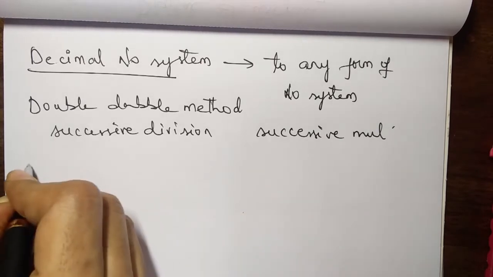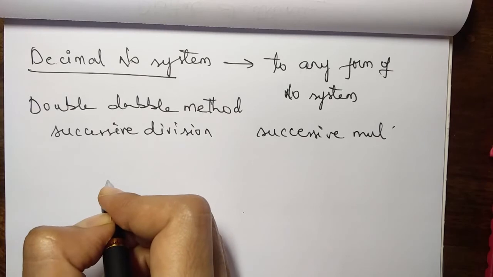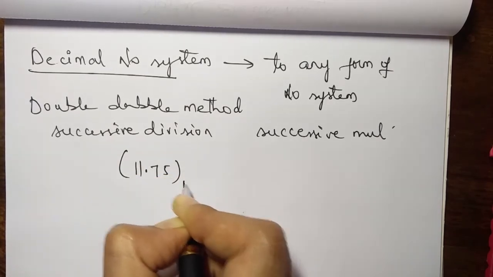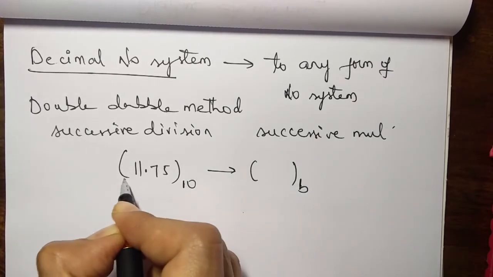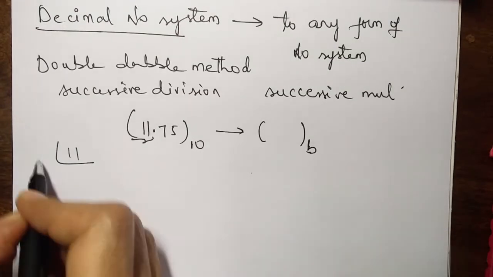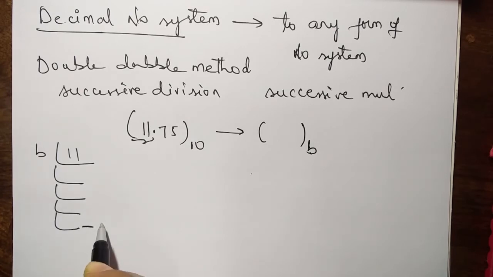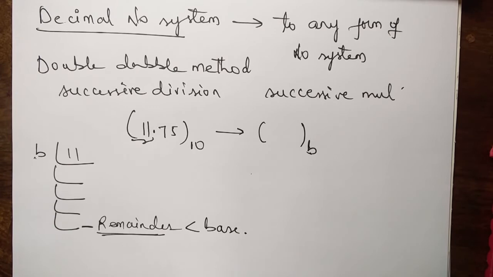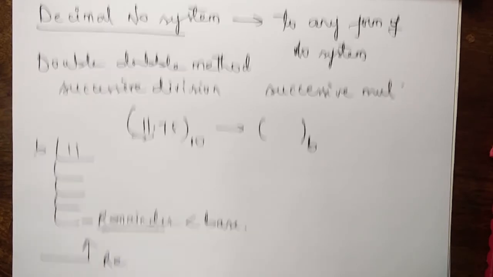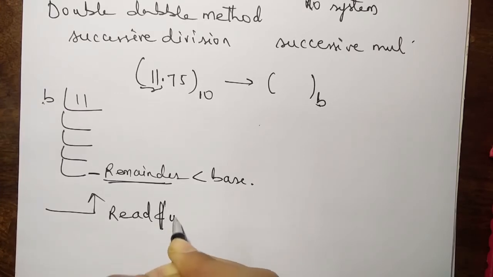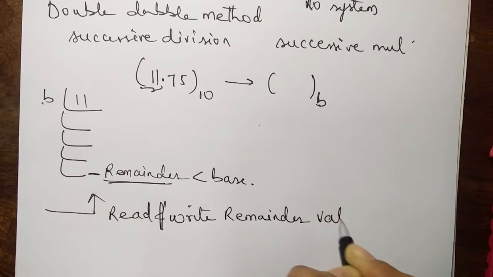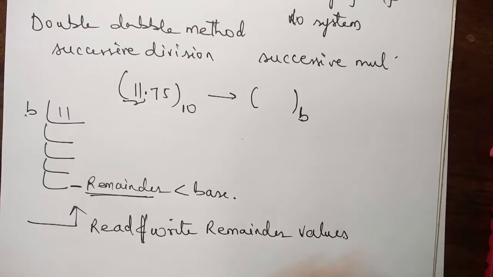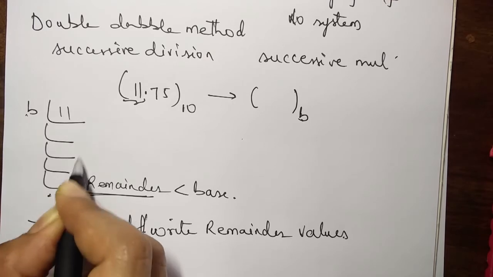So if you consider an example, for example, consider 11.75, a number in the decimal number system, and you have to convert it into some base value b number system. What you have to do is take the integer part and divide that integer part by the base value till you get a remainder, and this remainder should be less than the base value. And read upwards, and write the remainder values. So you will write from here, you will write upwards.